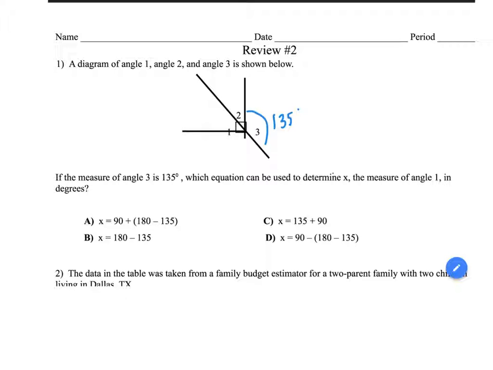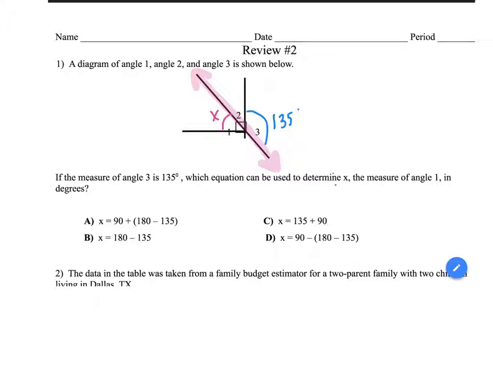Number 2. Example 1: a diagram of angle 1, angle 2, and angle 3 is shown below. If the measure of angle 3 is 135, I filled that in. Which equation can be used to determine x, the measure of angle 1 in degrees? Okay, so I know that this right here is what kind of angle?